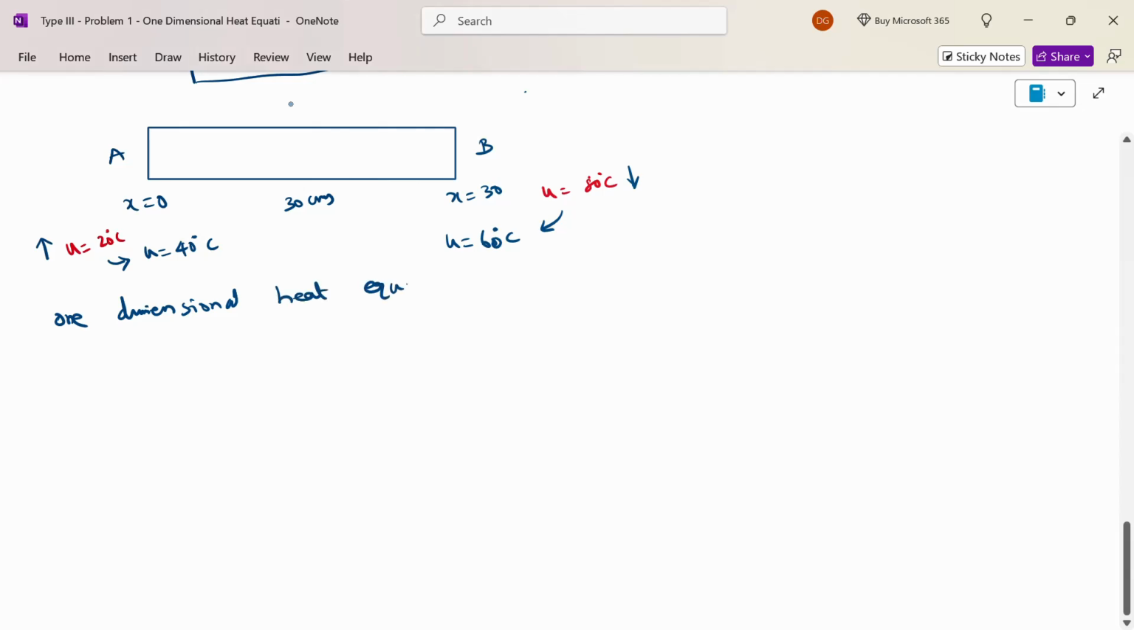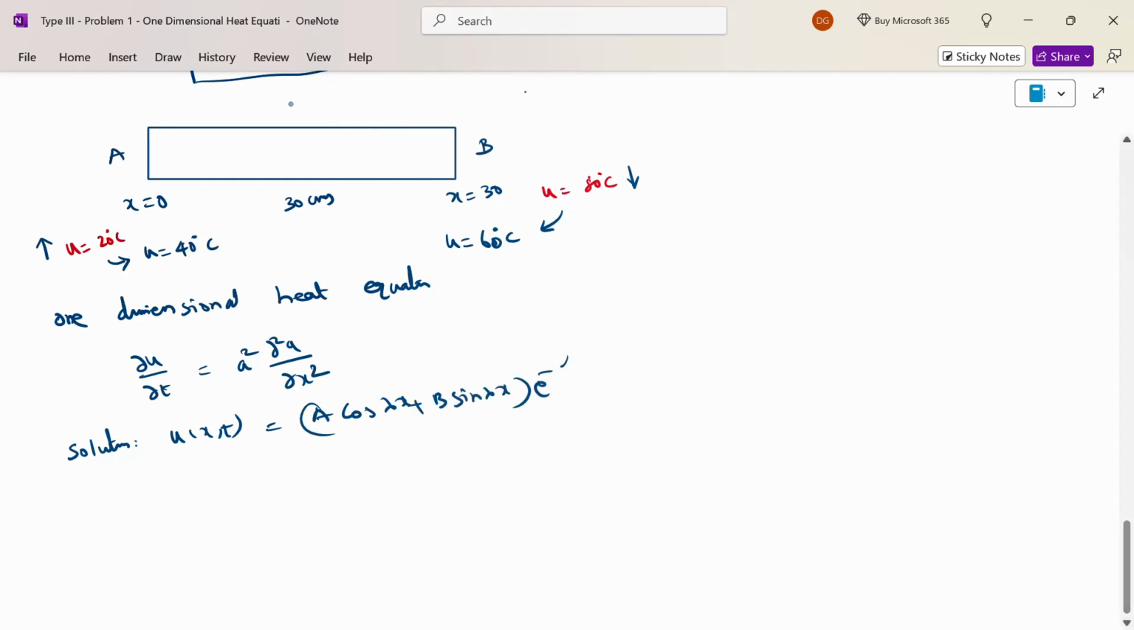The heat equation is nothing but ∂u/∂t equals a² ∂²u/∂x², and the solution condition. So what is the solution of this equation? u(x,t) equals (a cos λx plus b sin λx) e^(−a²λ²t), where I used a², so a²λ²t.